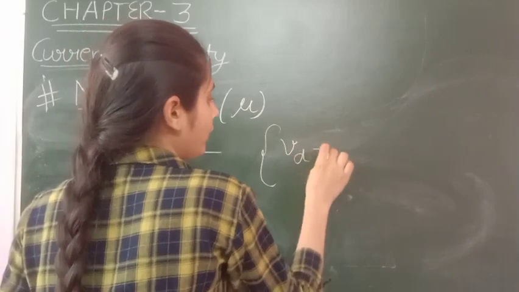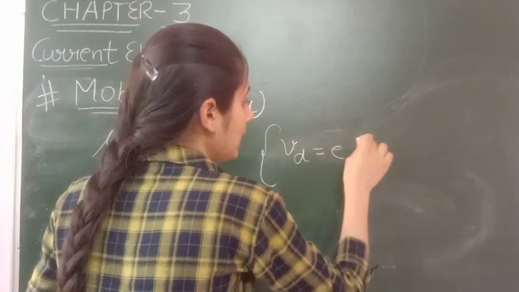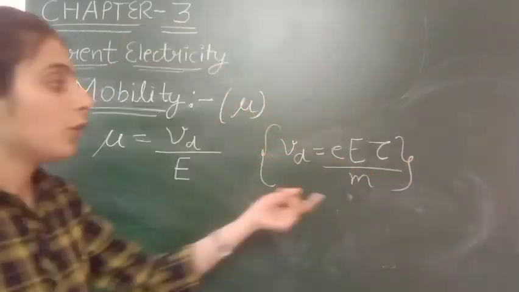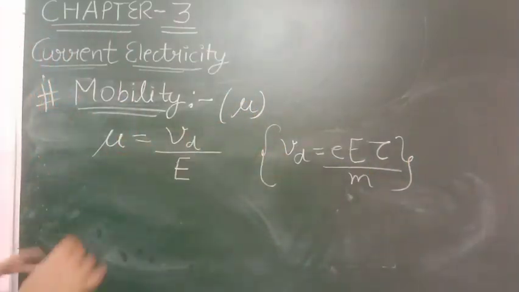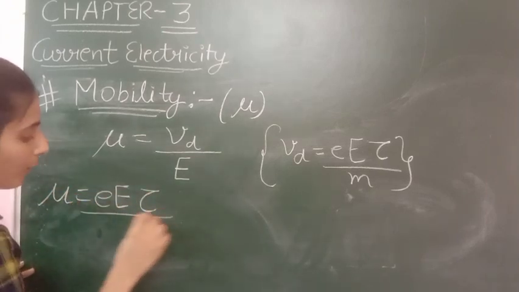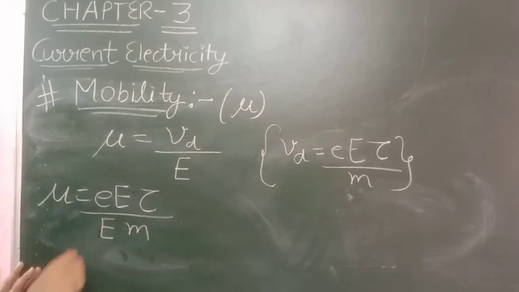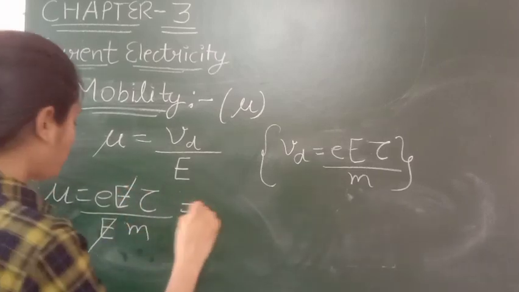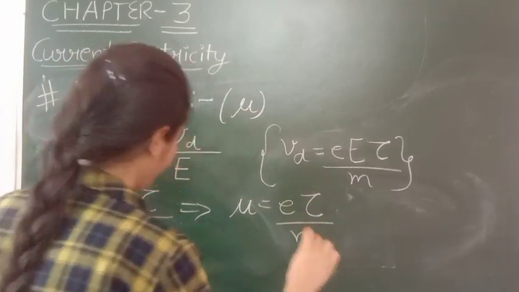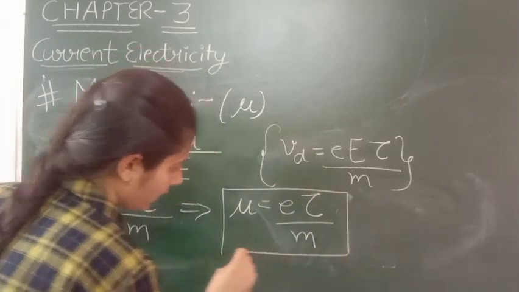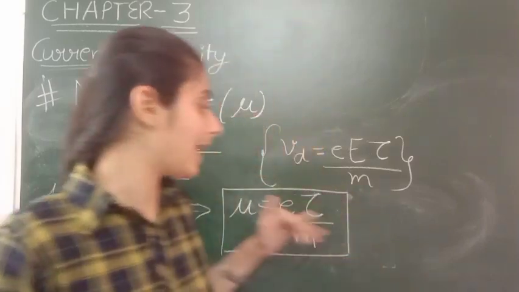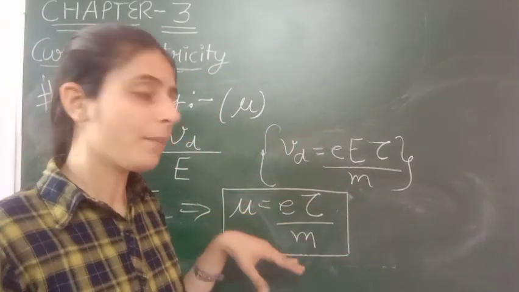We already derived the formula of drift velocity, that is small e, capital E into tau upon m. So when we put this value of Vd in this equation, we get small e, capital E, tau upon m, and here we have E. So E will cancel out with E, and from here we get mu will be equal to small e, tau upon m. Okay. So this is the formula of mobility of electrons, that is small e into tau upon m.